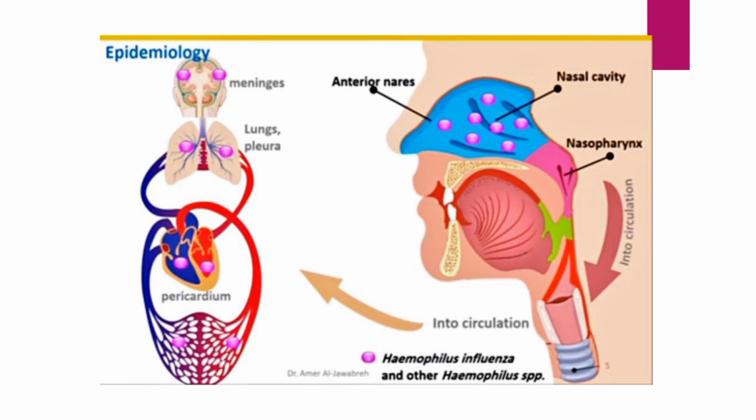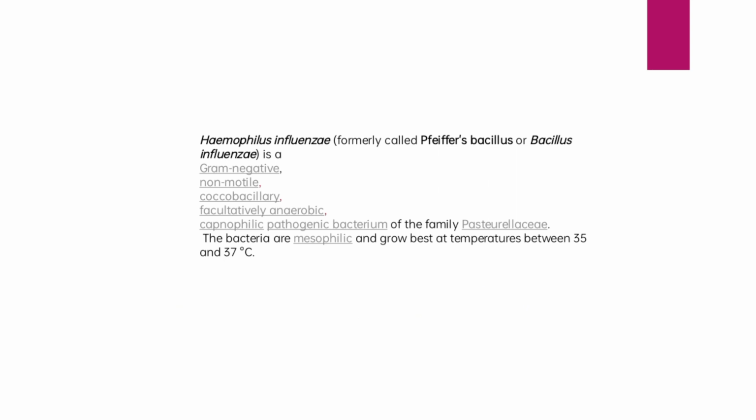In this picture from the PPT, Haemophilus influenzae causes infection of the nose and throat, spinal cord, brain, and bloodstream. Haemophilus is a gram-negative, non-motile coccobacillus, a capnophilic pathogenic bacterium of the family Pasteurellaceae. The bacteria grow best at temperatures between 35 and 37 degrees Celsius.